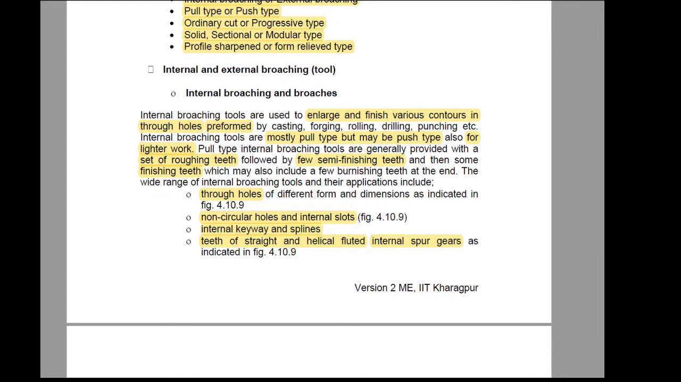Internal broaches are available in two types, mainly push type and pull type, and they are used for lighter operations. It has a set of teeth starting from roughing teeth, followed by semi-finishing teeth, and finally there will be some finishing teeth. In some broaches, a few burnishing teeth are also added at the end.